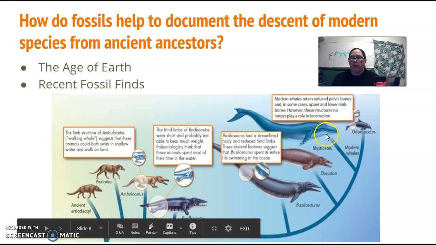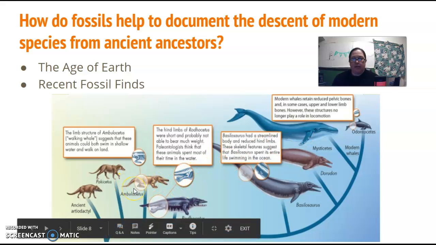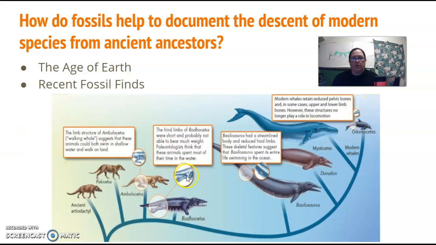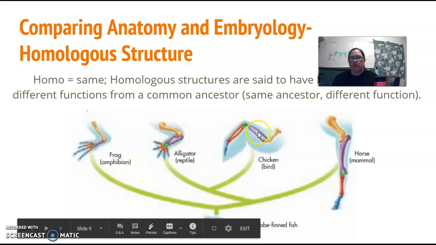And so modern whales also have a reduced limb bone structure, and they don't play any part in the mobility of a whale. Okay, so they do show that maybe in the past, this guy was walking on land, and he's an ancestor of the modern whale. So all these in-between guys can help us piece together the picture. All right.